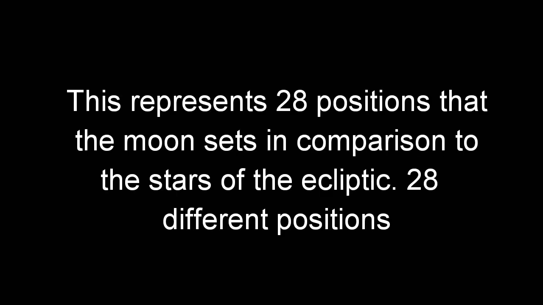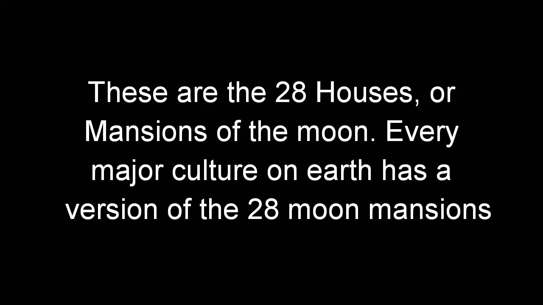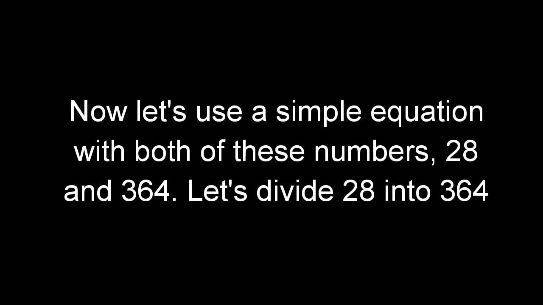This represents 28 positions that the Moon sets, in comparison to the stars of the ecliptic. 28 different positions. These are the 28 houses, or mansions of the Moon. Every major culture on Earth has a version of the 28 Moon mansions. Now let's use a simple equation with both of these numbers, 28 and 364. Let's divide 28 into 364.